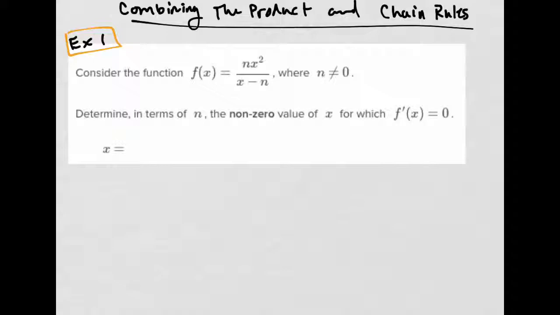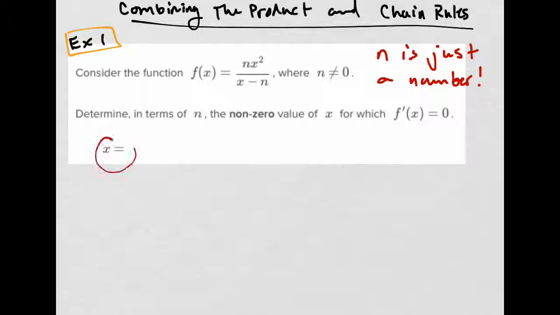So, example 1. Consider the function f of x equals nx squared, all divided by x minus n, where n is not 0. N is a constant. It's not something that you're going to be taking the derivative of. It's just like a coefficient or just a number. Determine in terms of n the non-zero value of x for which f prime of x equals 0.